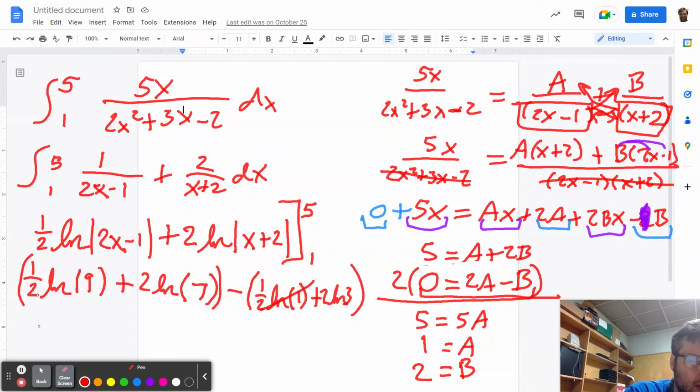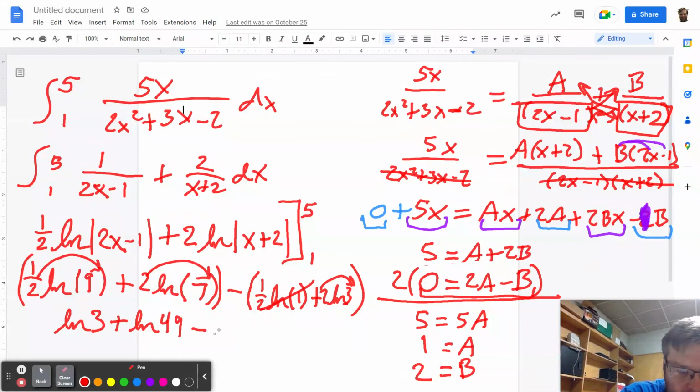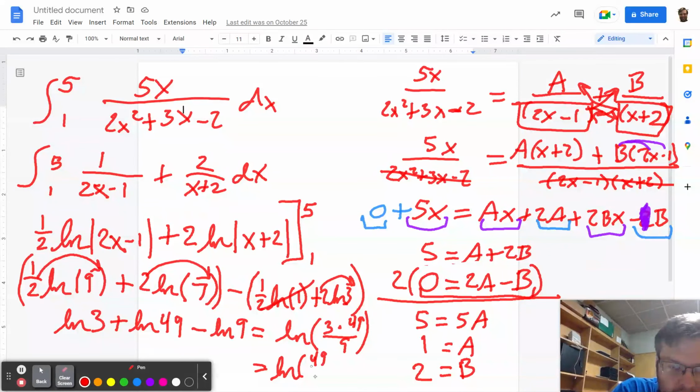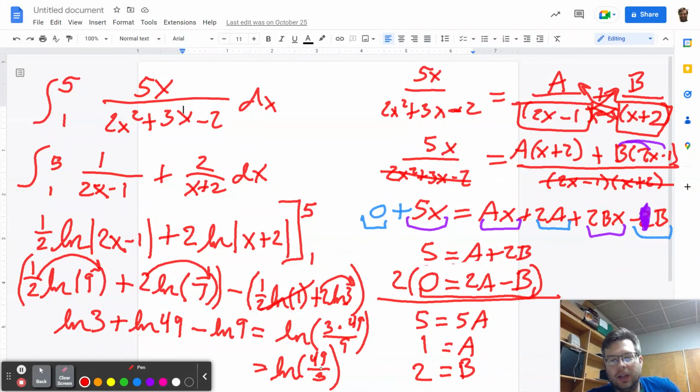So then I can express this by moving the coefficient to be the power on each of those. We can get natural log of the square root of 9 plus natural log of 49 minus natural log of 9. And then using powers of logs, we can make that into natural log of 3 times 49 over 9, or natural log of 49 thirds. And so there you go.